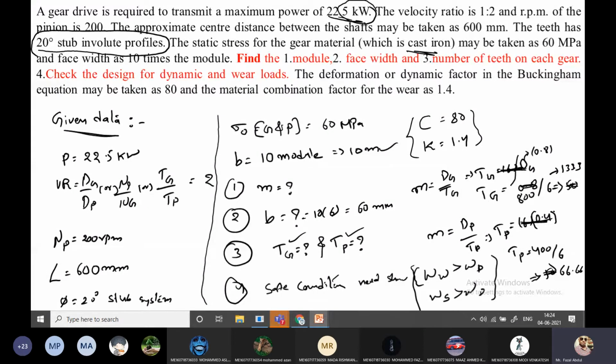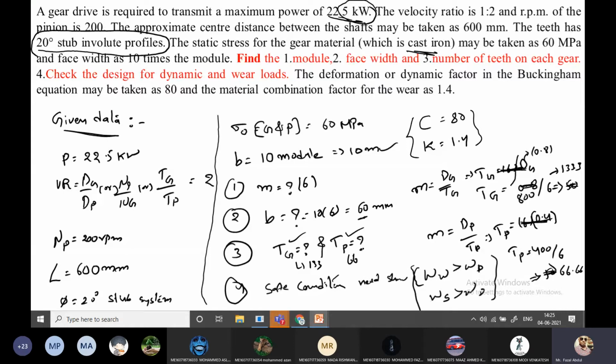So these are the calculations as per the requirement. The question gave module; we calculated module as 6, face width is 60, TG is 133, and TP is 66. So these are all the things we calculated. The question is additionally asking to check whether the values lie in a safe condition or not. That is the last part.